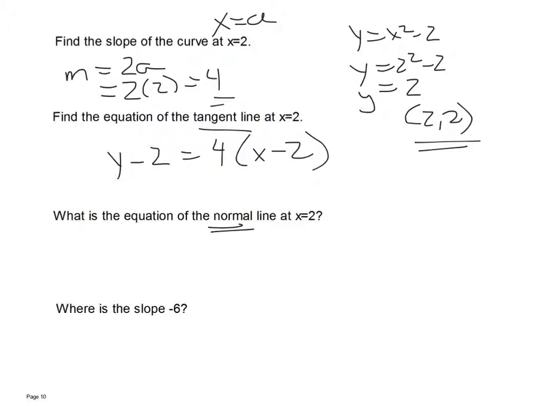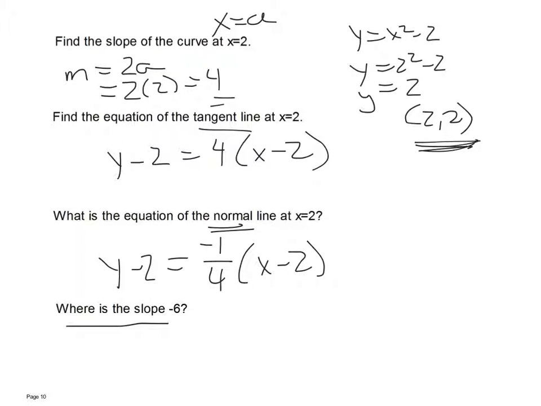The normal line would just have the opposite reciprocal slope, but it still goes through this darn point. So it's going to look almost exactly the same, except the slope will be different. And it says, where is the slope negative 6? Well, we know slope is equal to 2a, and the a is really just another word for x. I often don't put the a in, but your book uses that, and I wanted you to see it.